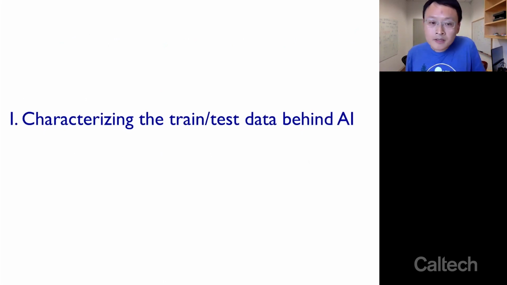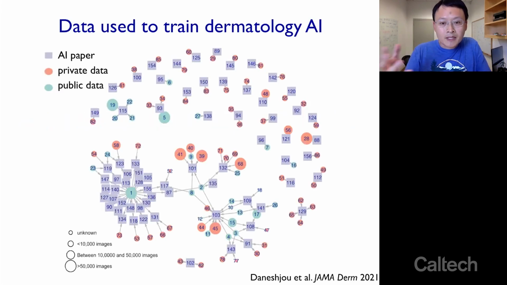The first part, the starting point, is that we need much better ways to characterize the different types of data that go behind these AI algorithms. I'll use dermatology as a running example, but I think that these ideas can be applied quite broadly. For the dermatology setting, one thing we did was to create a survey of the landscape of all of the data sets that went into training different dermatology AI algorithms. This is summarized in this graphic visualization here.